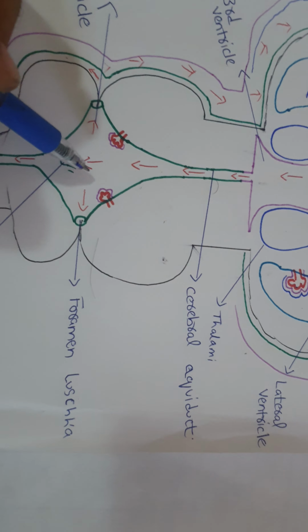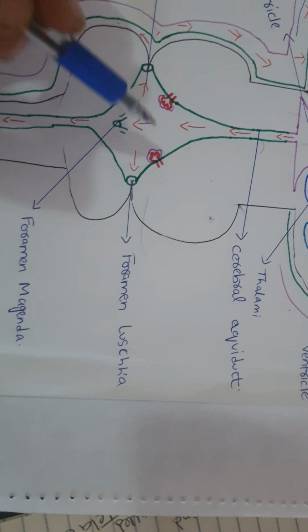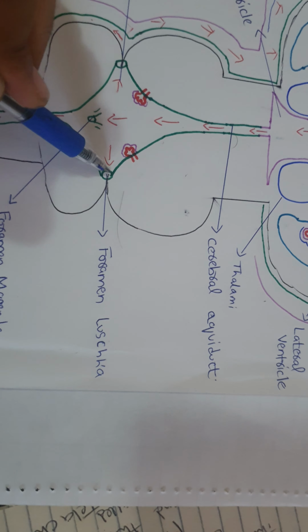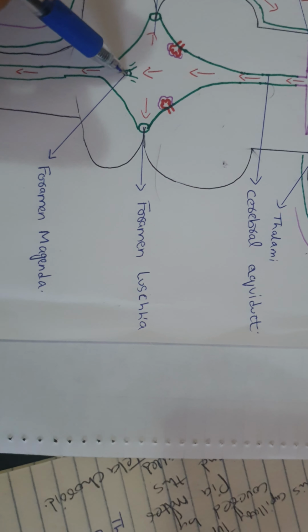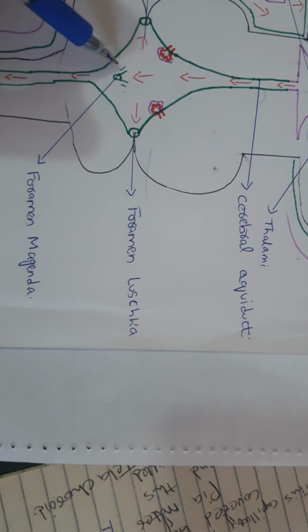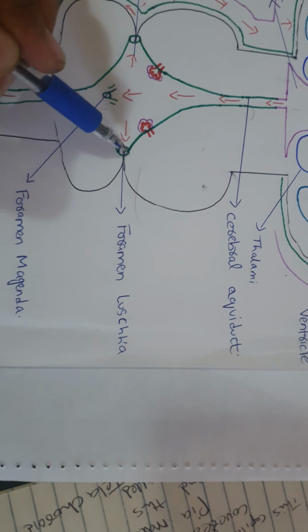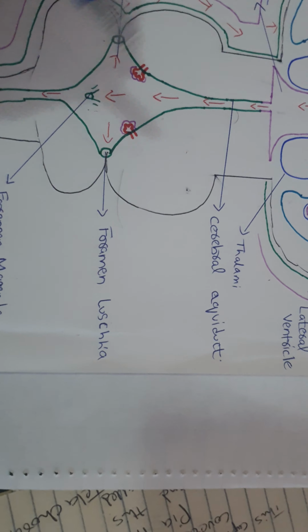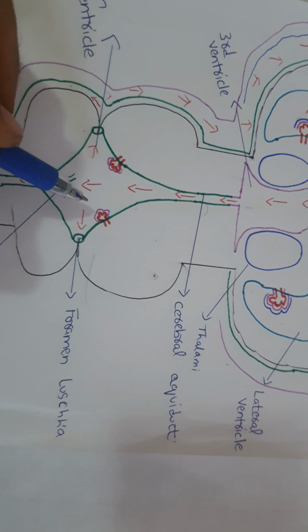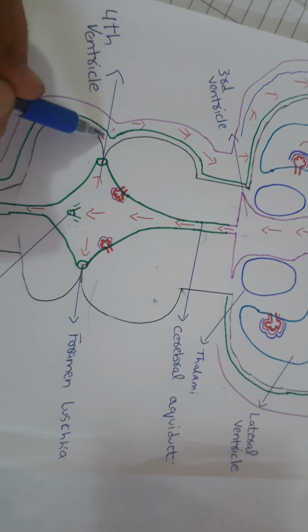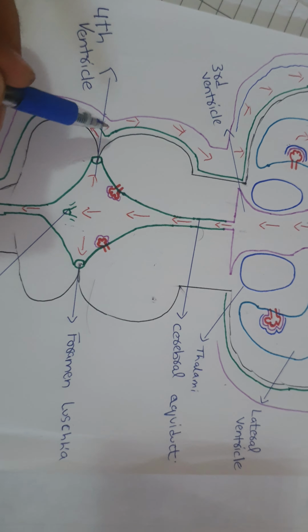Then in the fourth ventricle there are three foramina: two foramina of Luschka and one posterior foramen of Magendie. This one is in the posterior wall and the foramina of Luschka are in the lateral walls of the fourth ventricle. Through these foramina, the CSF enters the subarachnoid space here.